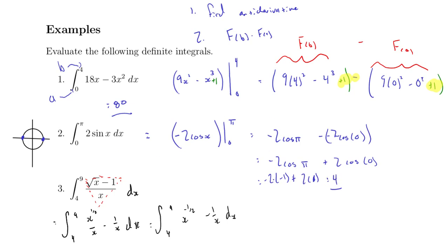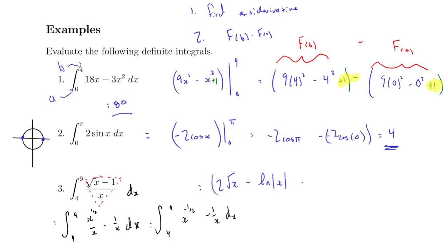All right, so again, I'll go ahead and erase this stuff to give myself some more room. I'll say this is 4. And then in this last one, hopefully we can see our antiderivative. We have to add 1 to our exponent and divide. So this is going to be 2 square root of x, because it's 2x to the positive half, minus the natural log of the absolute value of x. And we'll evaluate this from 4 to 9.